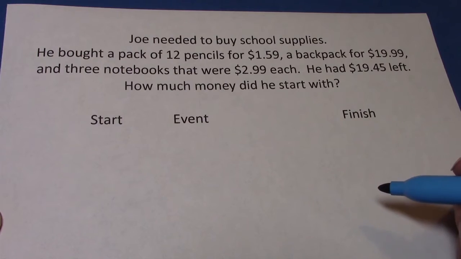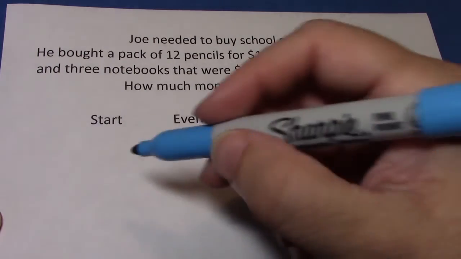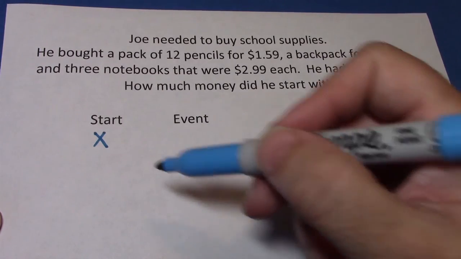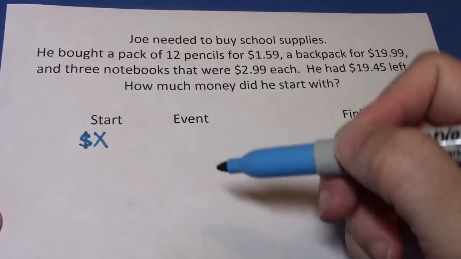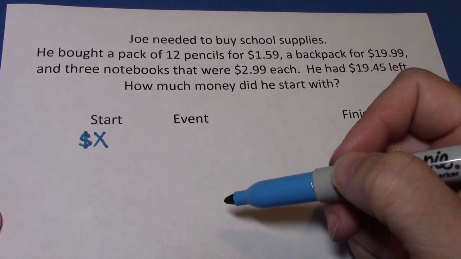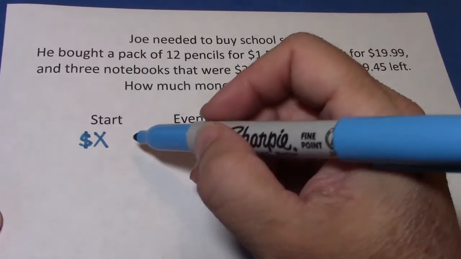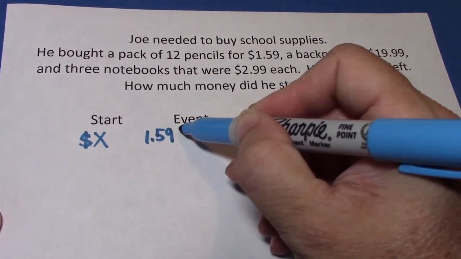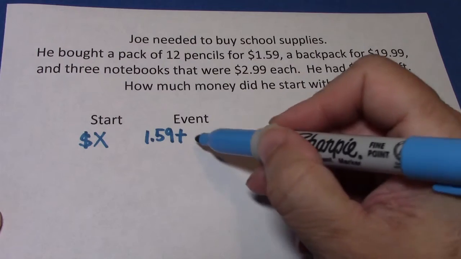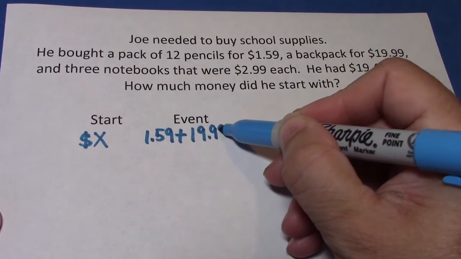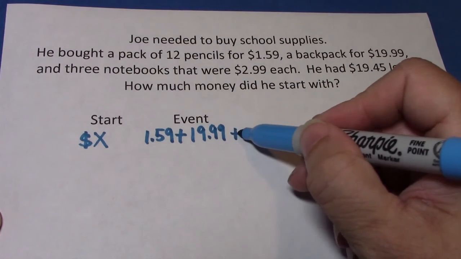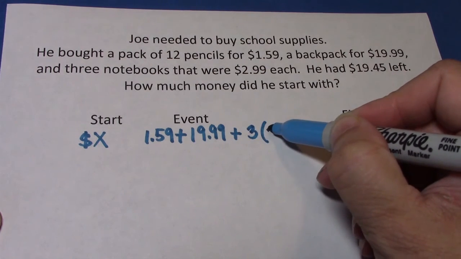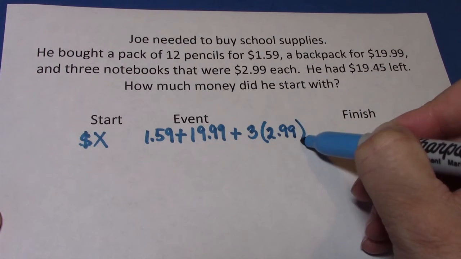So how much did he start with? That's what we're looking for. And usually what we're looking for is the variable that we're going to assign. So we'll call it X, maybe even X dollars. Then there was an event where he bought some stuff. He bought 12 pencils for $1.59 and plus he bought a backpack for $19.99 and plus 3 notebooks that were $2.99 each. So that's 3 notebooks times $2.99.